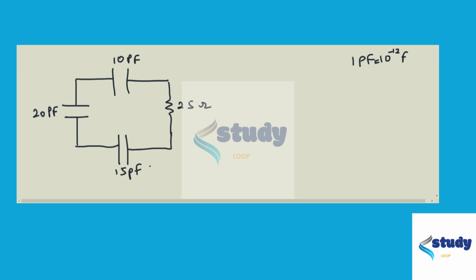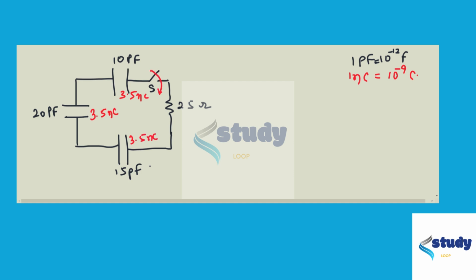So here we have a switch as well. Let's say this is a switch, and this switch is initially open, and each capacitor in this circuit has a charge of 3.5 nanocoulomb initially, and we know that 1 nanocoulomb is 10 to the power minus 9 coulomb. So each of the capacitors has 3.5 nanocoulomb.